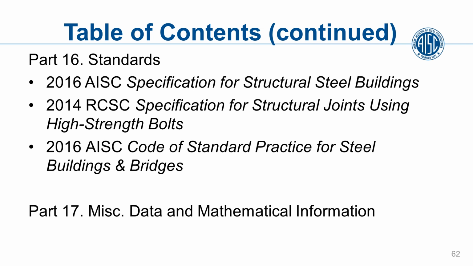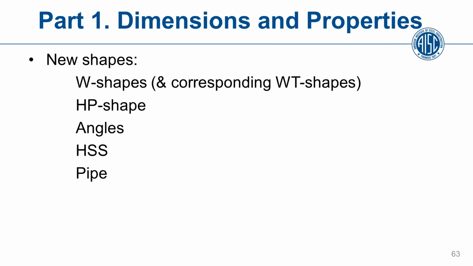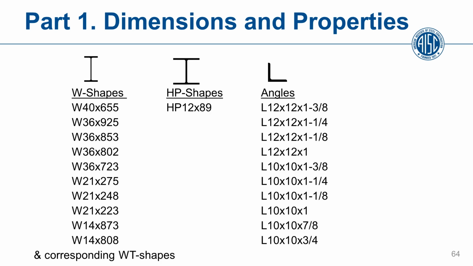So Part 1, what items have changed in Part 1? Well, there are new shapes. There are new W shapes, new HP shapes, new angle shapes, new HSS shapes, and new pipe shapes. We'll go through those in detail at this point. If you look, there have been some very large wide flange shapes added. You can see we have W14s at 873. We also have a W36x925. These are very large, very heavy shapes that you may be able to use in your design.